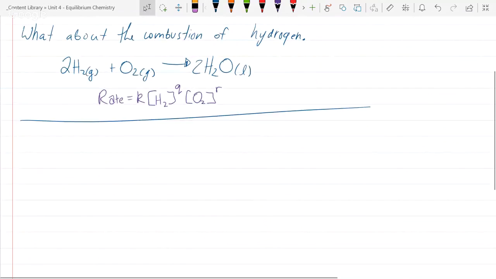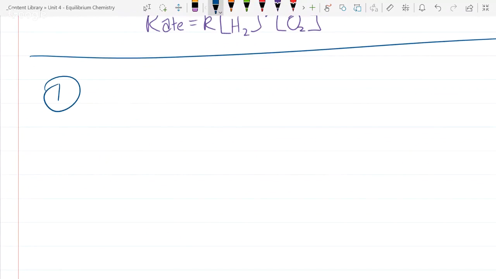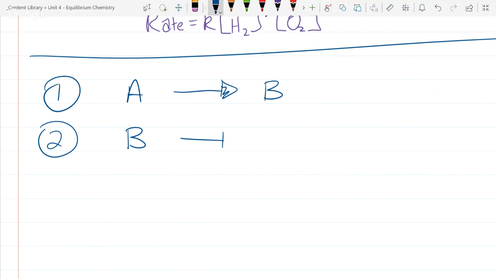And if I want to take it from this specific for a moment, maybe we could generalize a bit. I could say I have one reaction where A becomes B. Doesn't matter what it is. And I have a second reaction where B becomes A.